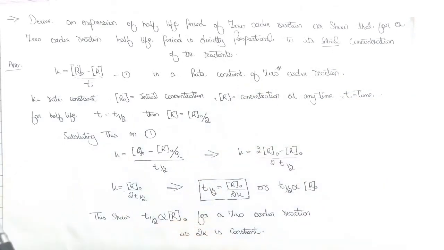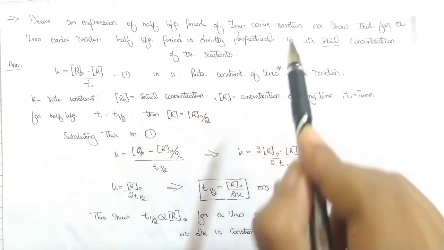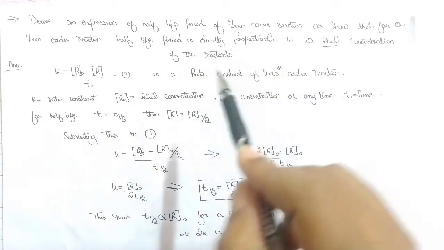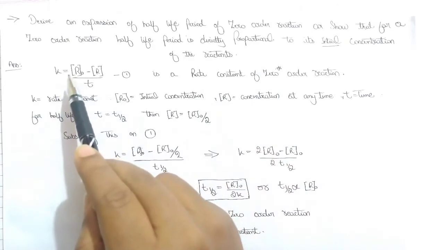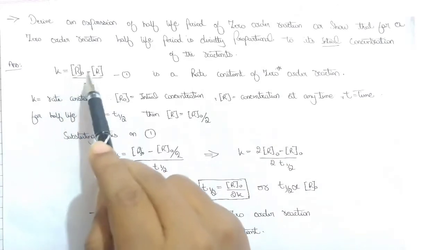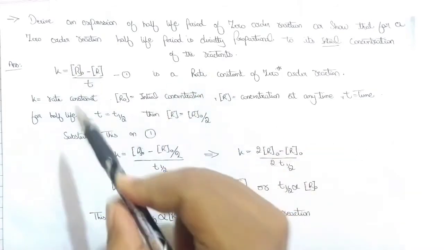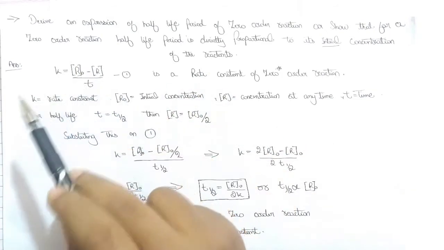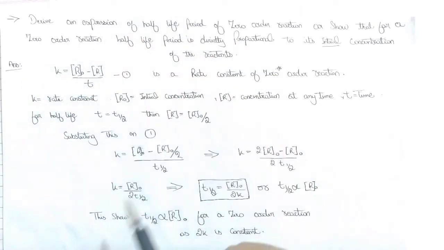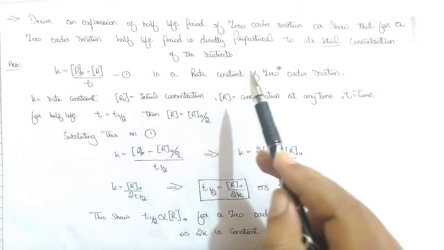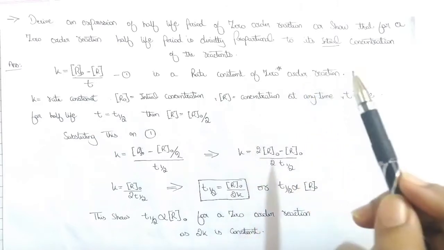Now we know that for a zeroth order reaction the integrated rate equation is stated as k is equal to R naught, that is the initial concentration, minus R, that is the concentration of the reactant at any time, over t. This is the first step of our solution. Now this k is the rate constant of the zeroth order reaction.